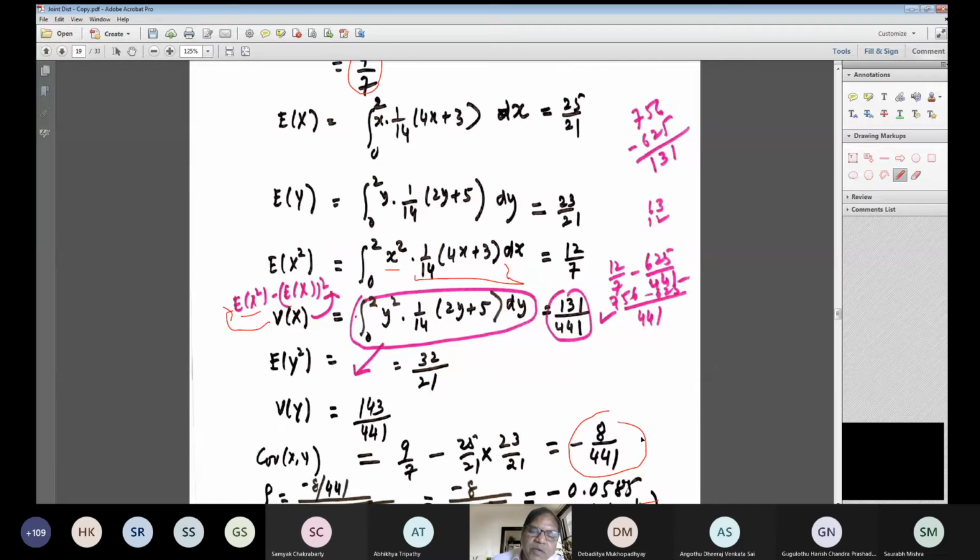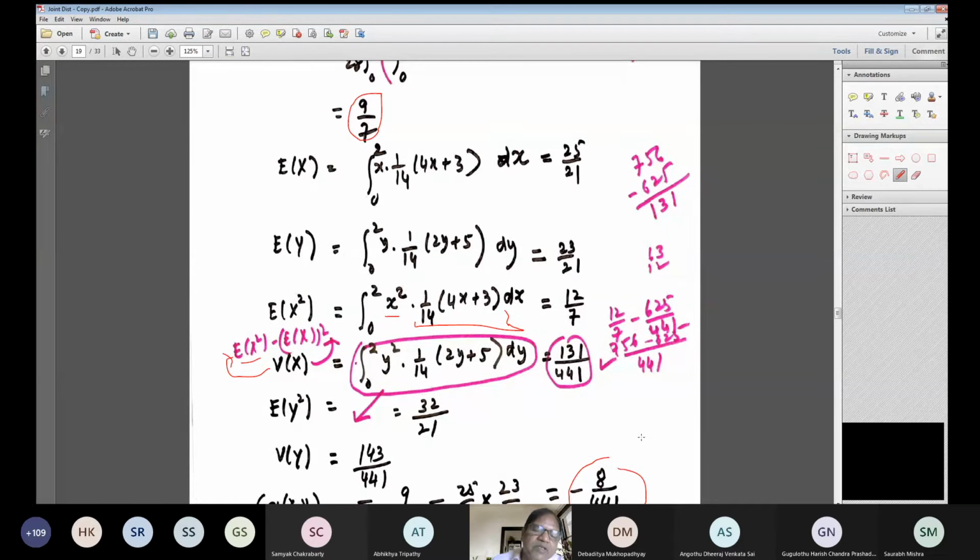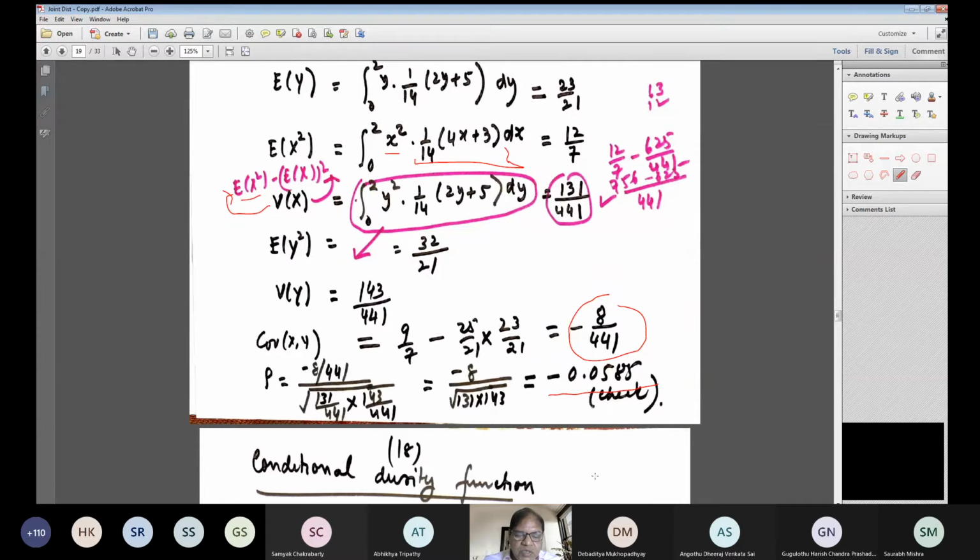Correspondingly, when the joint density function is given, we can compute the correlation coefficient between x and y if x and y are not independent. If they are independent, then covariance will be 0, and hence the correlation will be 0. So this is how the correlation is computed. Correlation means population correlation when x and y are a jointly continuous random pair.